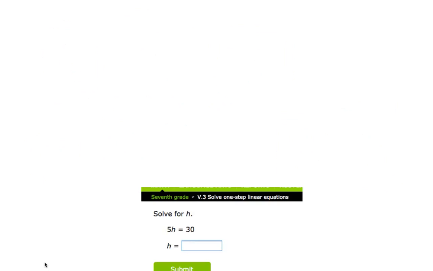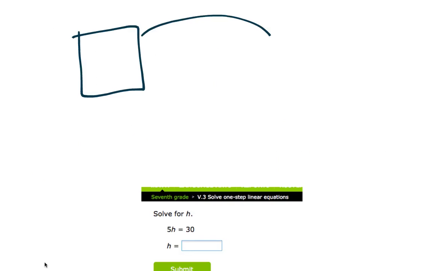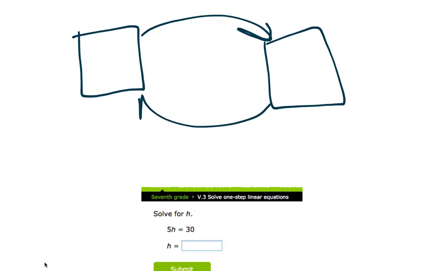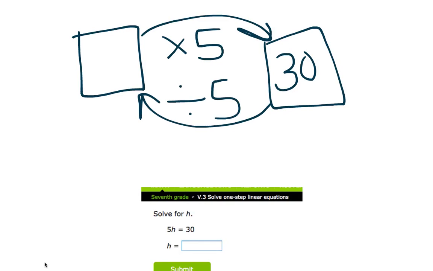Our next example is also from V3, just a one step. There was a number. Can you tell what happened to it? It was multiplied by 5, and it became 30. So to backtrack from that, we divide by 5. 30 divided by 5 is 6.